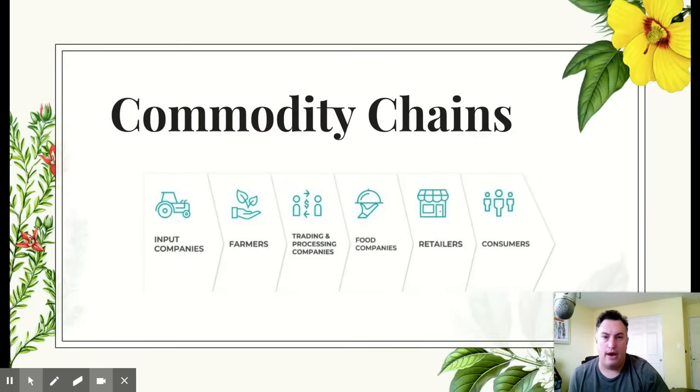Now, how do they make all that work? They need commodity chains. They need these chains where the farmers are getting inputs from the input companies. They're putting it in the ground and growing the product.